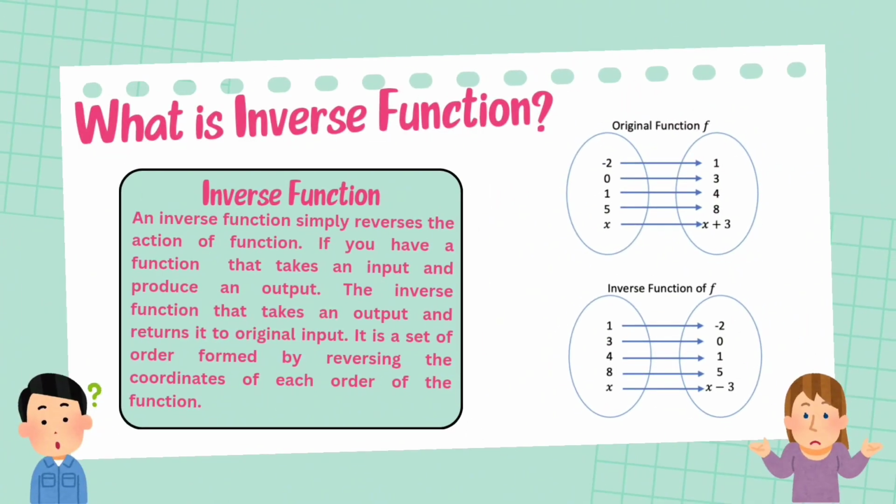An inverse function simply reverses the action of a function. If you have a function that takes an input and produces an output, the inverse function takes the output and returns it to the original input, and it is a set of ordered pairs formed by reversing the coordinates of each ordered pair of the function.